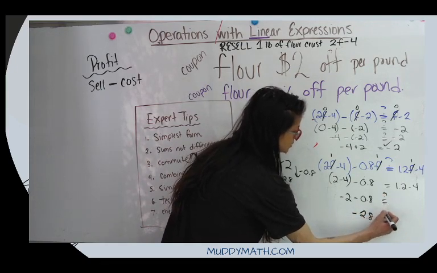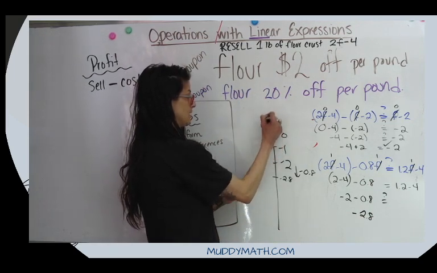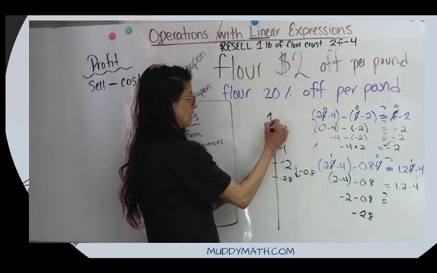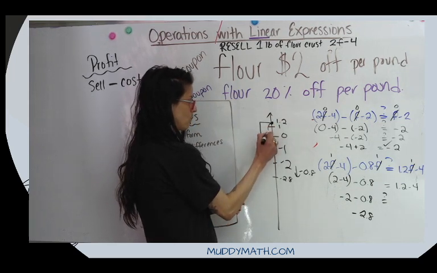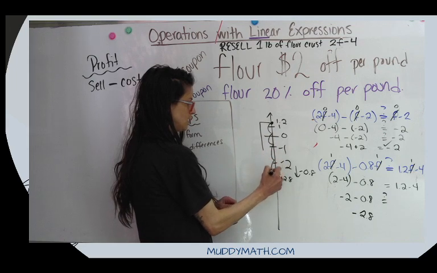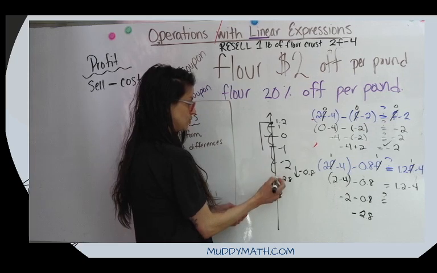Is that equal to 1.2 minus 4? 1.2 minus 4, on the other hand, is up here. Here's 1. Here's 1.2. I need to subtract 4. So I'm going 1, 2, 3, 4. Yes, and it does land at negative 2.8.